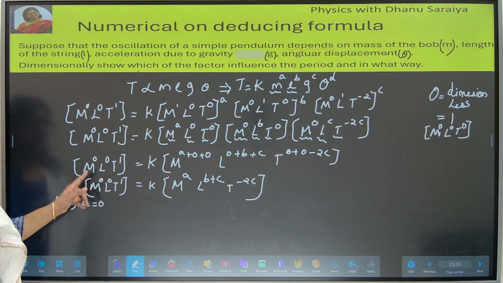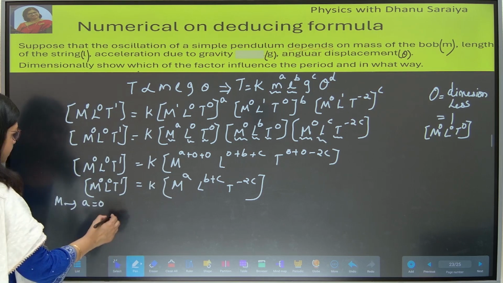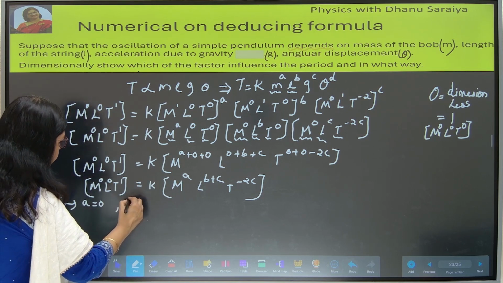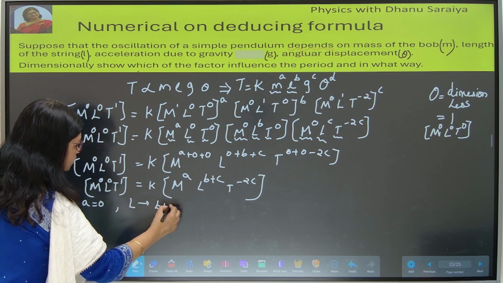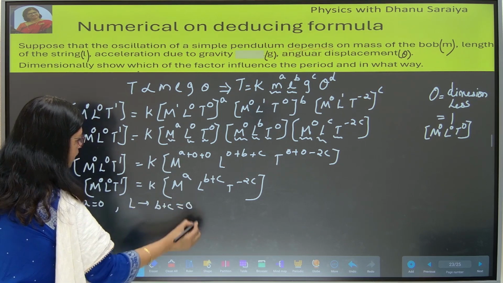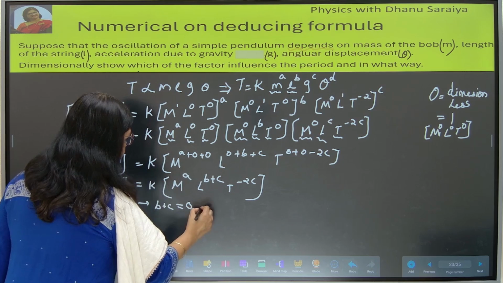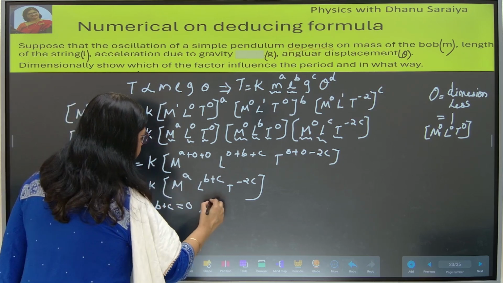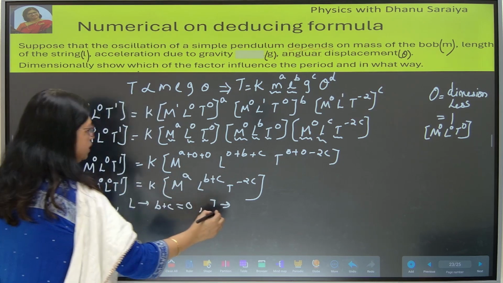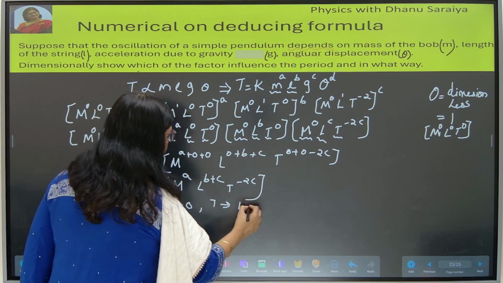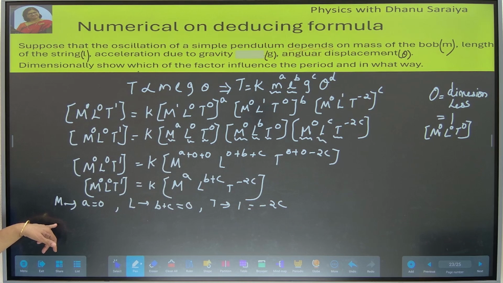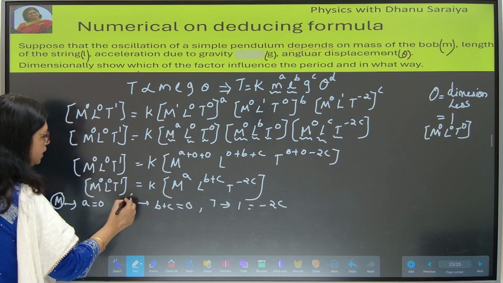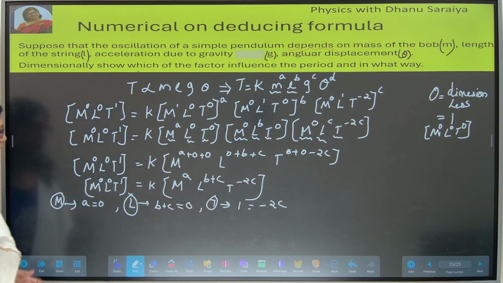Okay. So now what is the power of M? This side A and this side 0. I equated it over. What is the power of L? This side B plus C. This side 0. I am done. See, this is the equation number 2. Now for T, what is the equation? 1. This side 1 and is equal to minus 2C. Just see what I have done. Equated the powers of M, equated the powers of L, equated the powers of T. This is what I have done. So I got 3 equations.